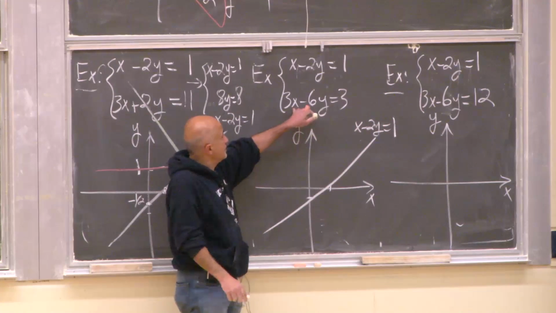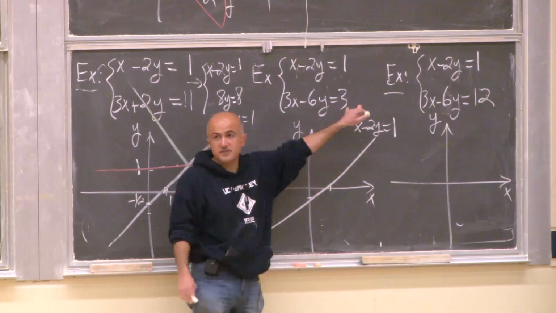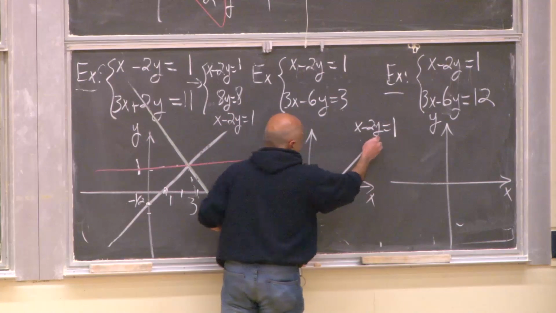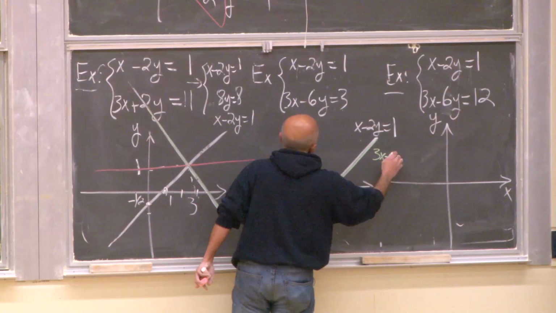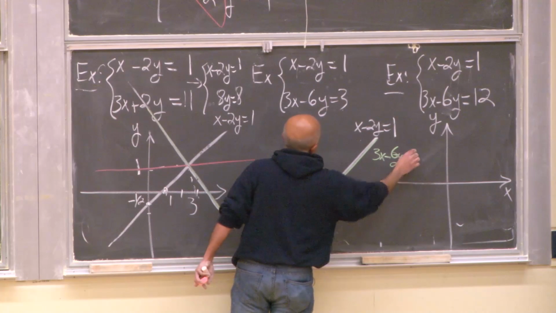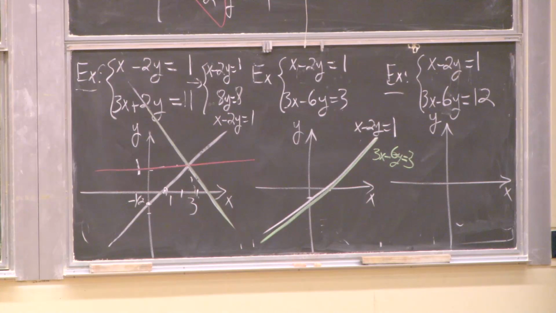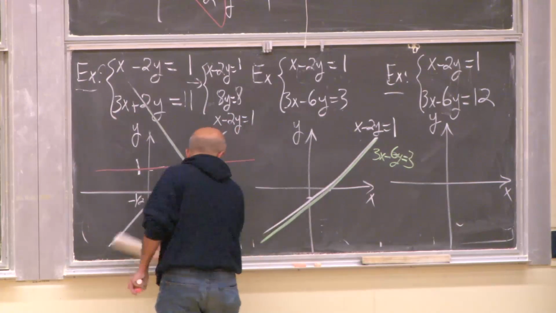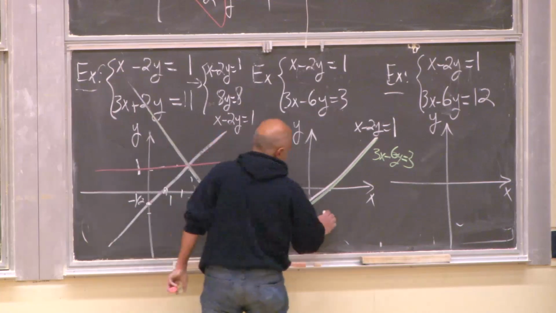But the line for the second equation is the same as the line for the first equation, because if you divide each side by 3, you get the original equation. So the green is also going to be here. This is also 3x minus 6y equals 3. And the two lines overlap, and every place that they have a common point is a solution. And so you can see there's an infinity of solutions. This overlap. So this is infinity of solutions.